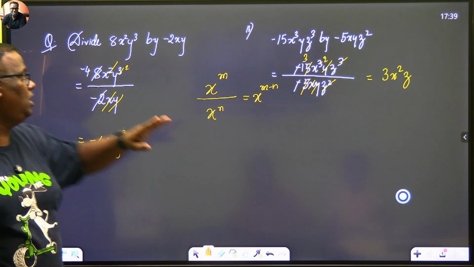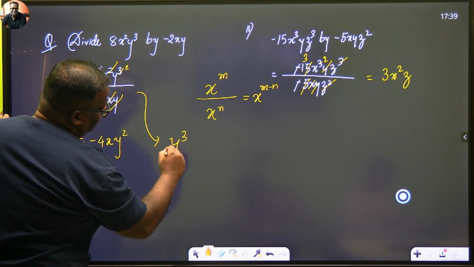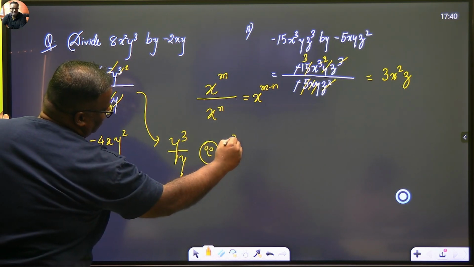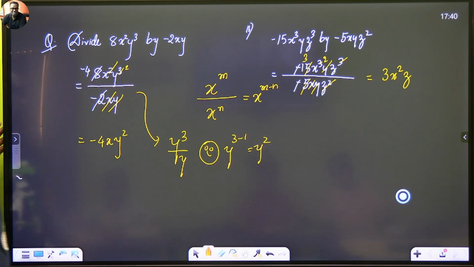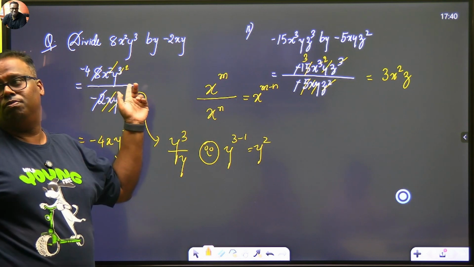We did the same thing out here also. Look, in this problem, what did we do? y cube divided by y. Basically, in our mind, what did we do? We did y to the power 3 minus 1, which is y squared. But as we are growing up, we won't be able to do so much of spoon feeding steps. We're going to be fast now.